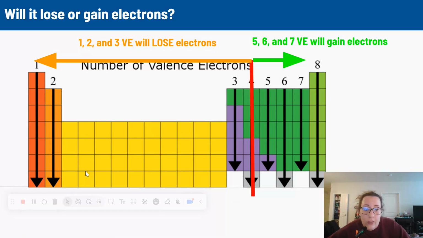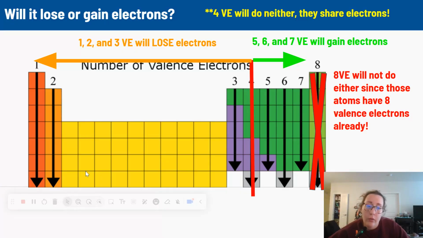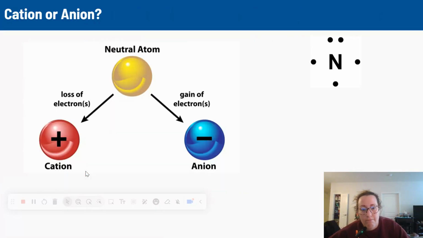If it has 5, 6, or 7 valence electrons, it's going to gain valence electrons, because it's so close to having 8 that it doesn't want to give any up. We already know that if it has 8 valence electrons, it's already met the octet rule, so it doesn't need to gain or lose. And if it has 4 valence electrons, it's not going to gain or lose. It's just going to share valence electrons.